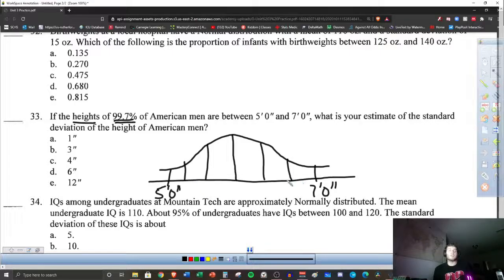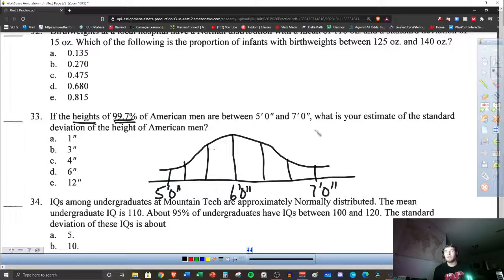So we know that there's symmetry here. What that means is if this is 5 and this is 7, the center of that, since these are equal distance from the center, has to be 6 foot 0 inches. Now, the values on our horizontal axis, the x-axis, are going to go up by an even amount because these are deviations. This is 1 deviation below, 2 deviations, 3 deviations below.